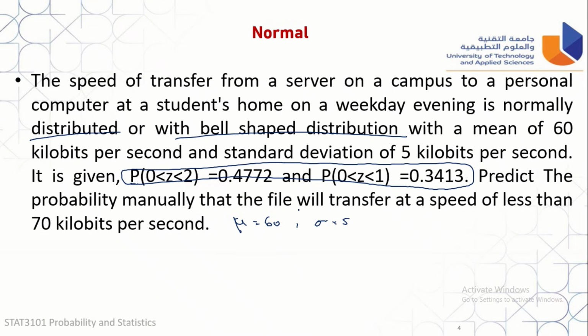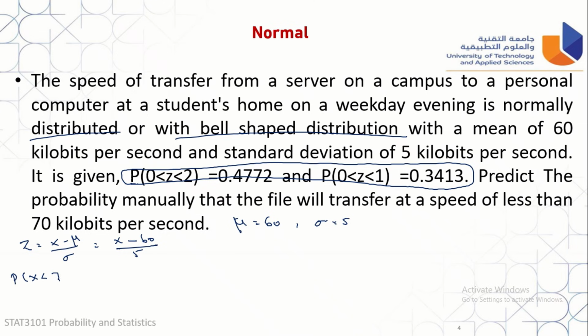Predict the probability manually that the file will transfer at a speed of less than 70 kilobytes per second. So what do we have to do? Less than 70. So write the formula. Z is equal to x minus mu divided by sigma. What is x? We don't know. Just keep it as it is right now. Minus mu, mu is 60, divided by sigma, which is 5.